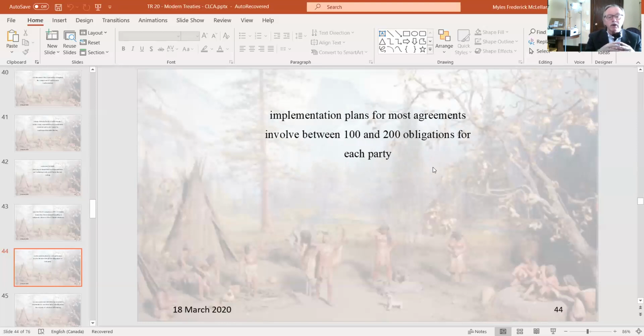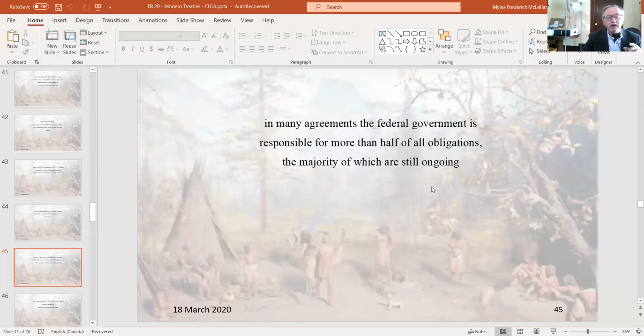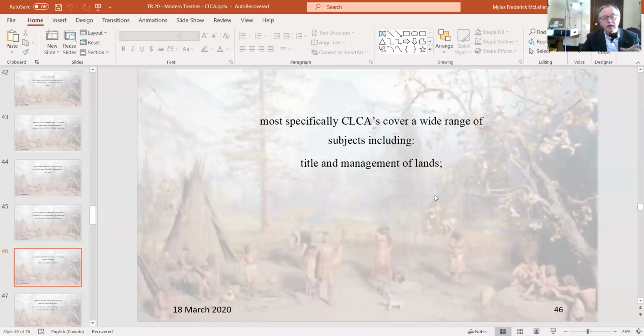Implementation plans for most agreements involve 100 to 200 obligations for the parties, again, to be followed up in a very serious fashion once the agreement is put in place by statute. And many agreements basically have the federal government being responsible for over half of those 100 to 200 obligations. And the majority of those are continuing obligations. So once the agreement is entered into, the federal government doesn't just get to say that's the agreement, we're finished here. Both the federal government and provincial governments have ongoing obligations.